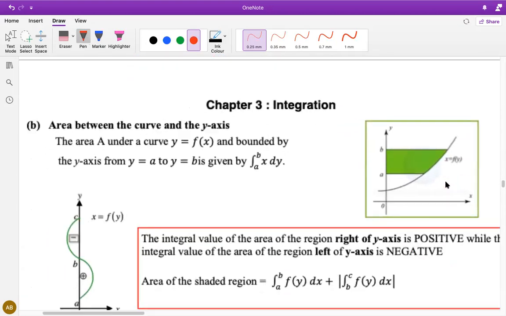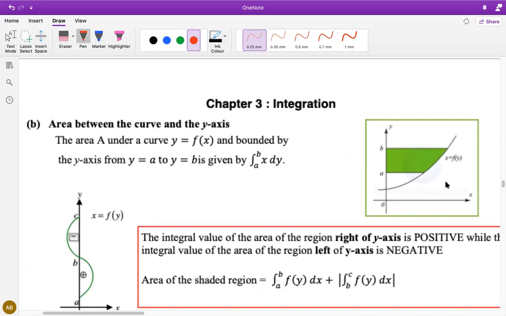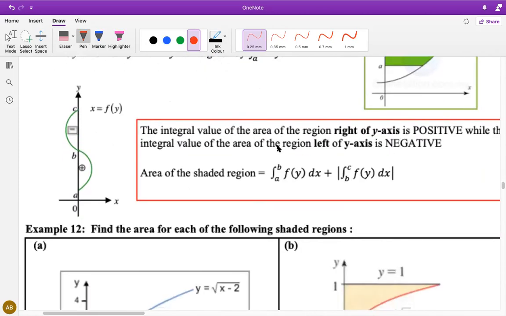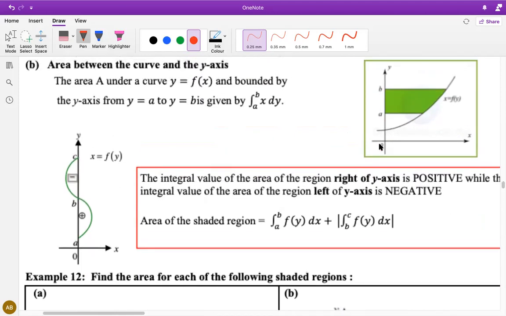Okay, the next one. That's already explained. Area between the curve and the y-axis. So the formula is from A to B, x dy. And the same goes with the area. This time the area on the right is positive, the area on the left is negative. You can see the area here, this is right, this is left. On the right is positive, on the left is negative.